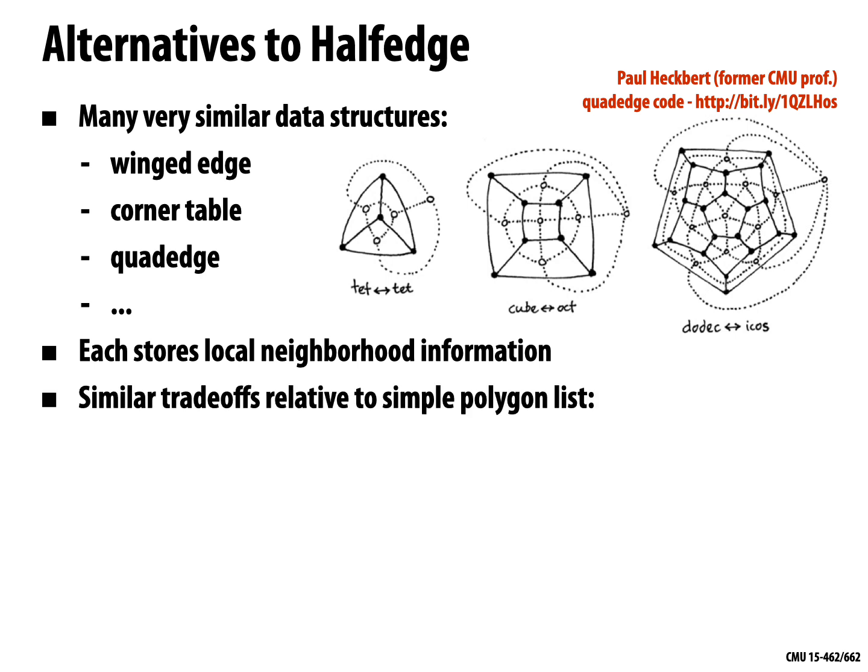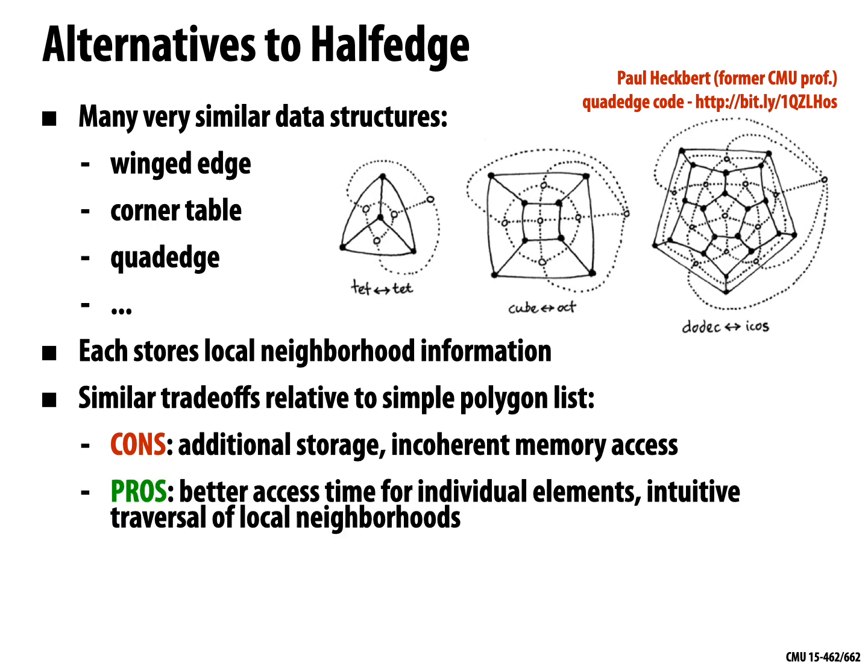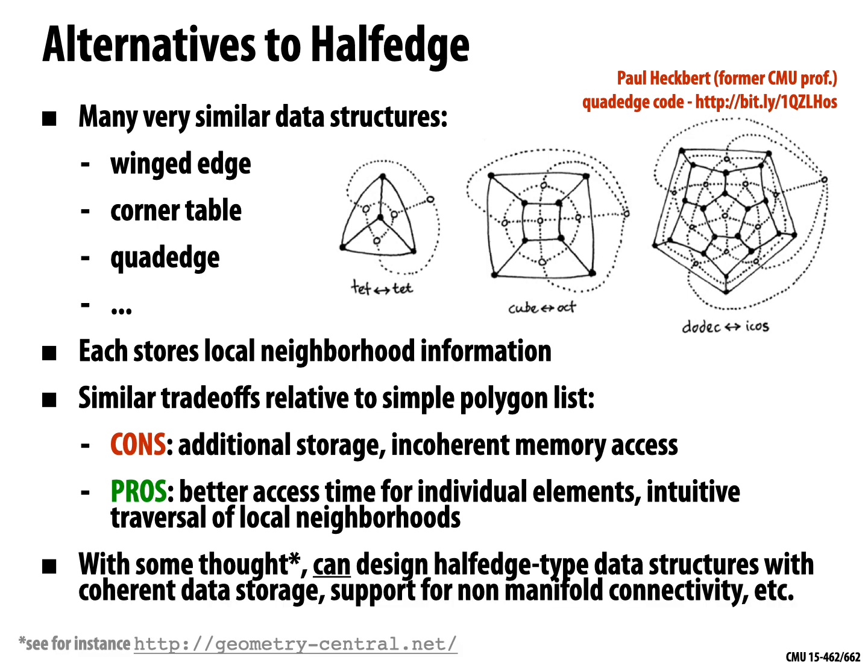They have very similar trade-offs relative to a simple polygon list. The downside is you have additional pointers, additional storage, you're keeping track of a lot more data. You have pretty incoherent memory access, just like a linked list, you're jumping around memory. But on the other hand, you get much, much better, asymptotically better access time for looking at local neighborhoods. And in fact, if you're a little thoughtful about this, I think half-edge data structures catch a little flack as being kind of memory incoherent and don't support non-manifolds and so forth.